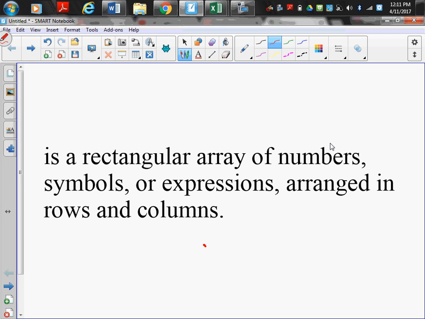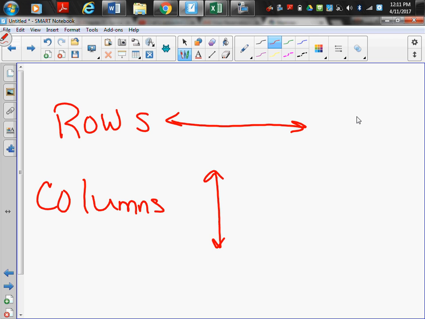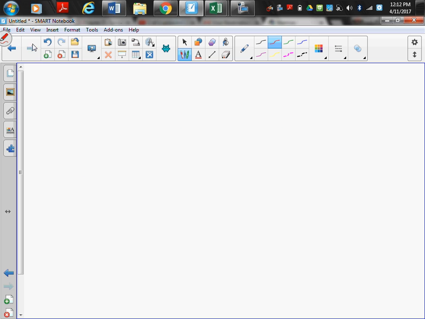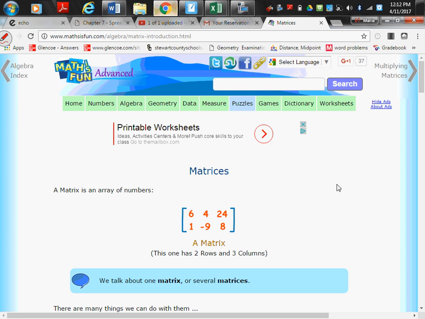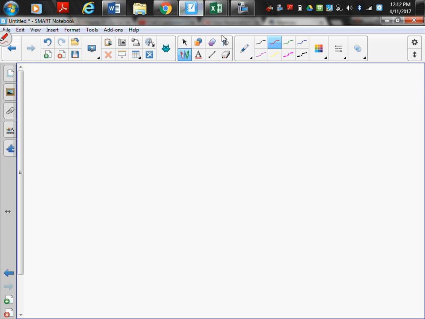Alright, matrix. We're starting our matrix unit. A matrix is a rectangular array of numbers, symbols, or expressions. They're arranged in rows and columns. Rows are horizontal, columns are vertical. Now, when you have a matrix, we have what are called elements.